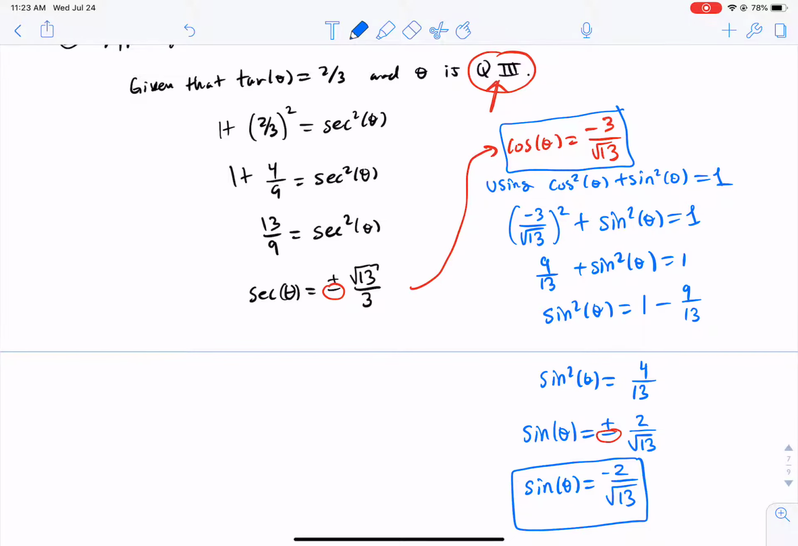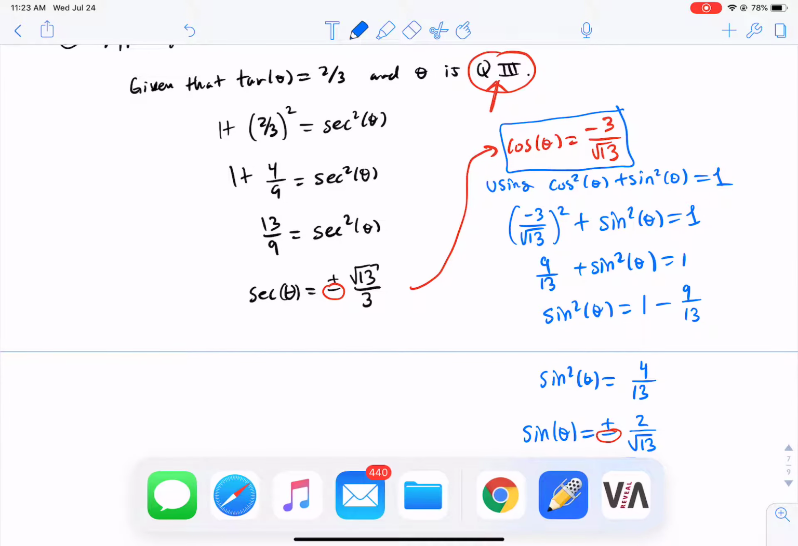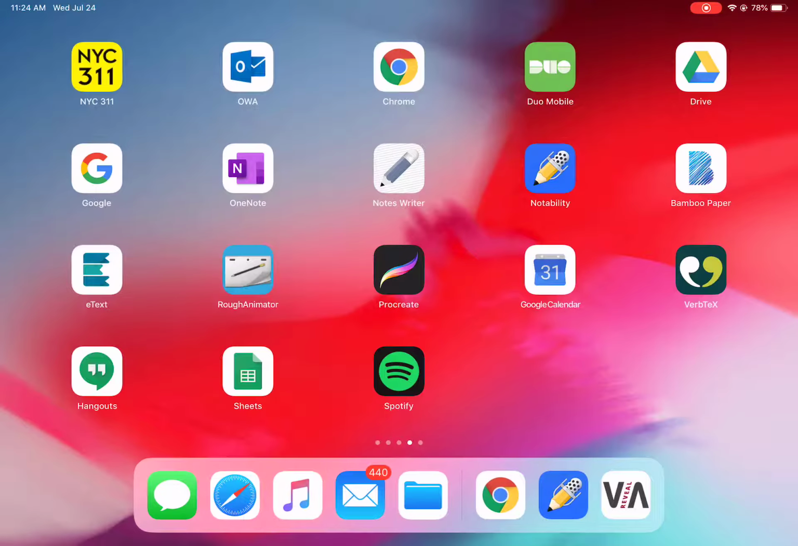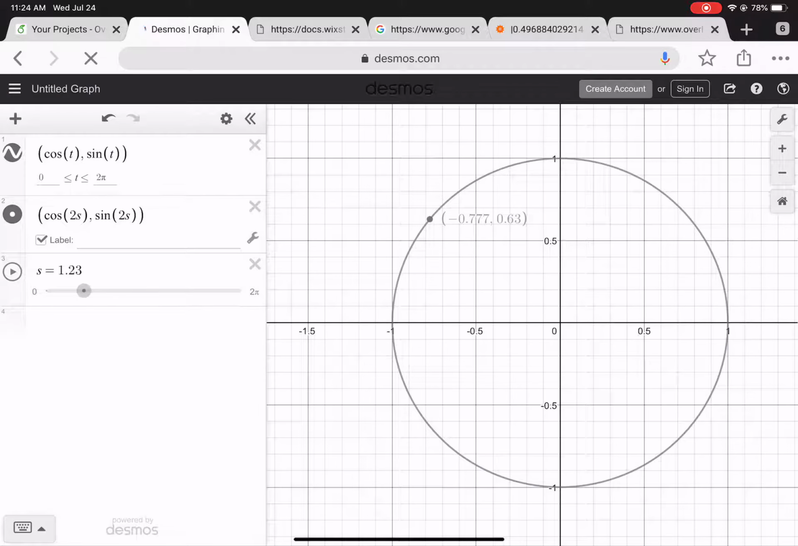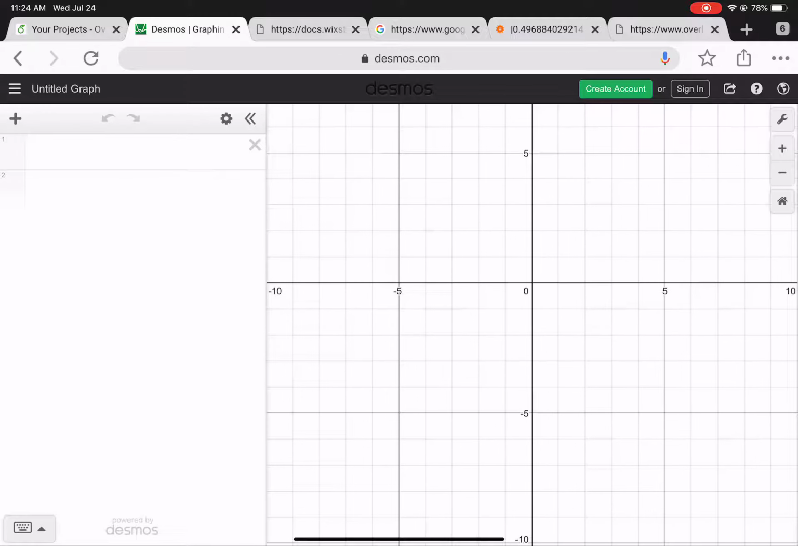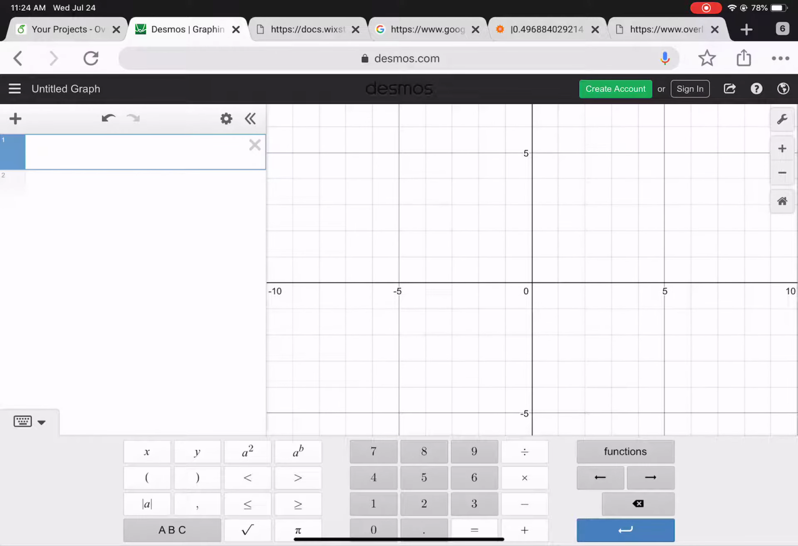I want to show you something. I'll come back to this one. I want to show you something before anything. So let's go to Desmos. Imagine, remember the unit circle that we drew yesterday? Cosine squared plus sine squared equals 1. Let me just write it like this: x squared plus y squared equals 1. That should give me the unit circle.